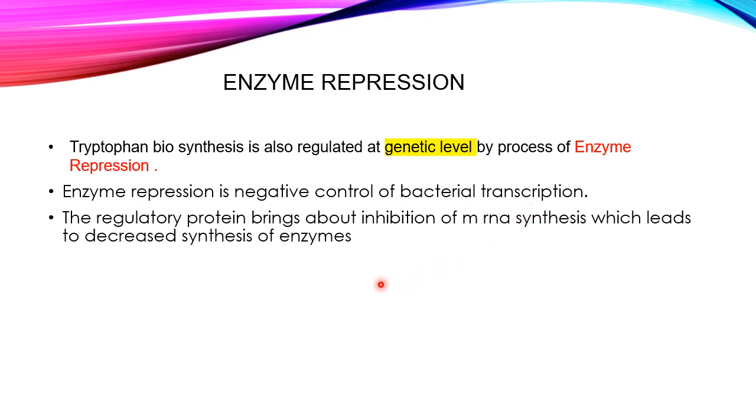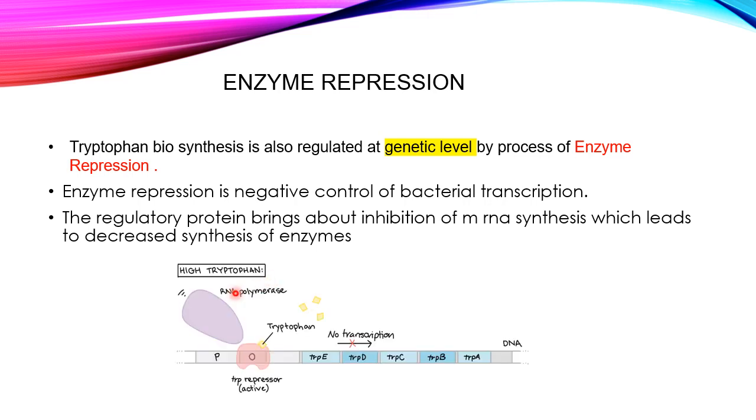So when the regulatory protein binds to the promoter region of this tryptophan model, it stops the synthesis of mRNA, which further leads to a decrease in the synthesis of the enzymes. This we have studied just now. Here a condition is taken as an example for enzyme repression, where the tryptophan end product is high. In the tryptophan biosynthesis pathway, the end product tryptophan is high.